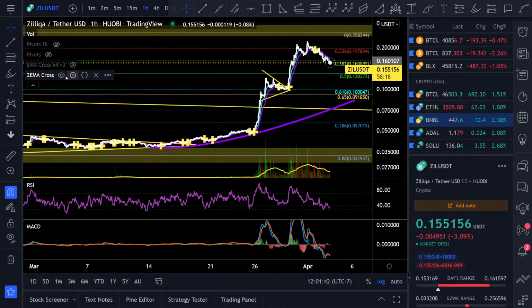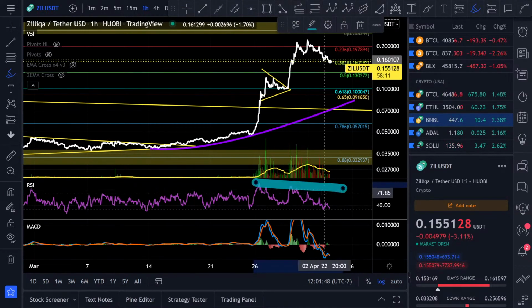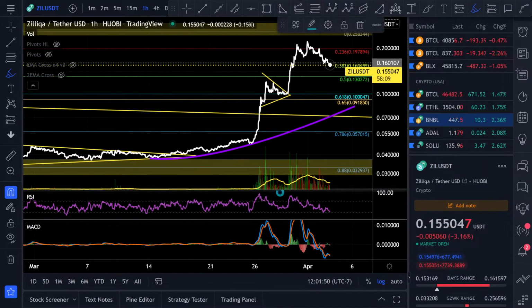Were there setups here? There were. If somebody knows exactly what they're looking for, and then how does somebody know this is the top? Well, there's bearish momentum loss.